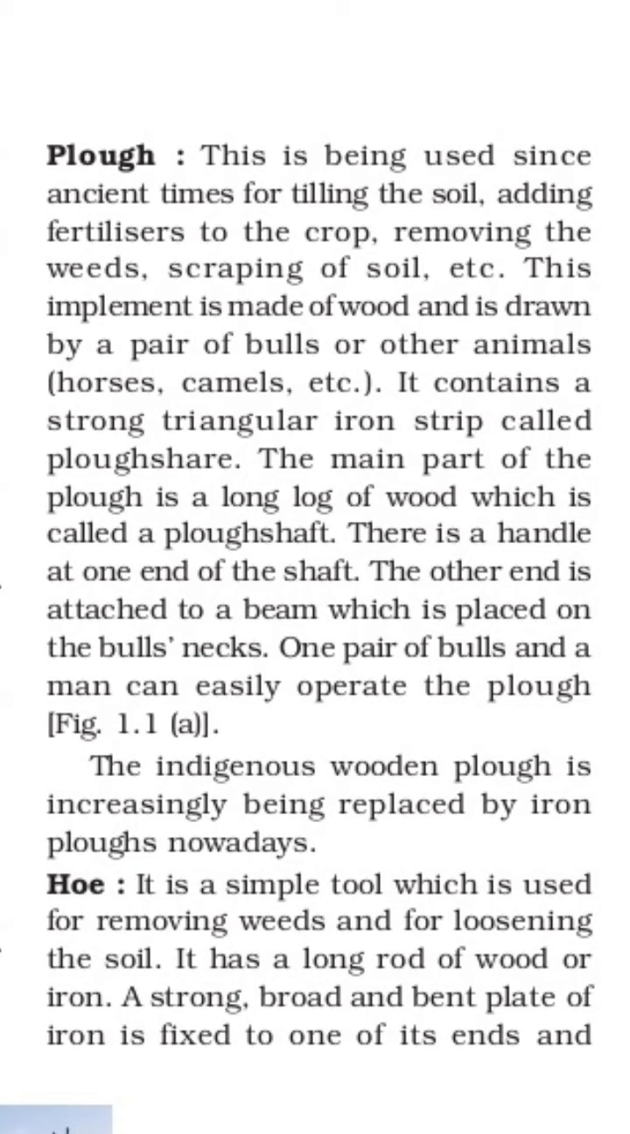Next one, this implement is made up of wood and drawn by bulls or other animals. And here in Maharashtra we are aware that this implement can be made of wood or iron, and it will be drawn by a pair of bulls. In other states, depending on the availability of animals, they are using horses, camels and other animals. It contains a strong triangular iron strip called the plough share.